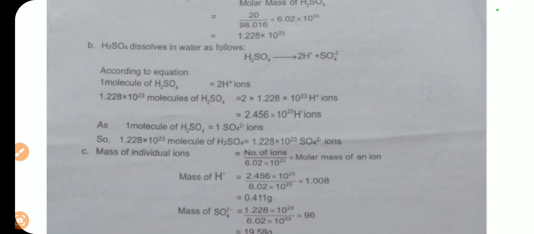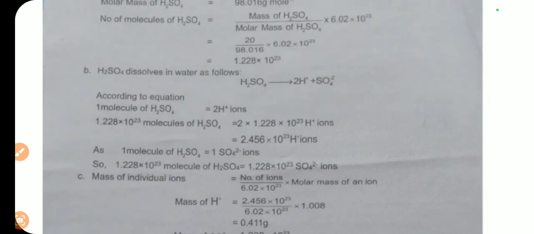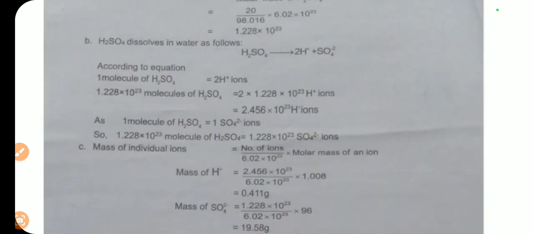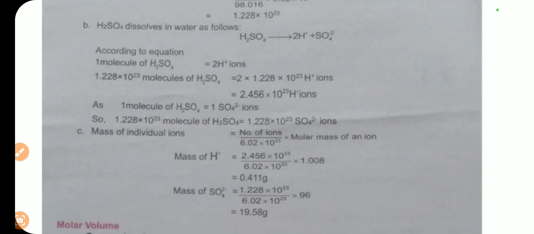Then we just multiply this value by 2 to get the concentration of the 2 H+ ions, or molecules. 1 mole of H2SO4 is going to form 1 sulfate ion according to the above balanced chemical equation. Then it also contains 1.228 multiplied by 10 to the power 23 sulfate ions. We can easily calculate the mass of an individual ion by dividing the number of ions by the Avogadro number and multiplying by the molar mass of that ion.